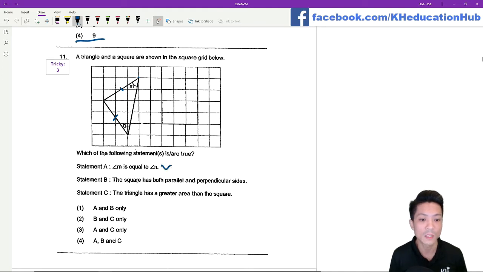which means that these two are the same, and M is equal to N. Statement B, the square has both parallel and perpendicular sides. Yep, this one, they have 2 sides that are parallel and they have 4 perpendicular angles. The triangle has a greater area than the square. Now we know that the square has 1, 2, 3, 4, 5, 6, 7, 8, 9 units. We're gonna try and count the triangle.